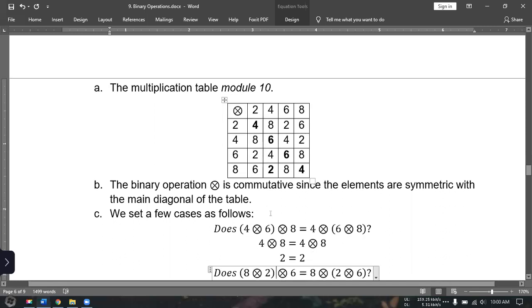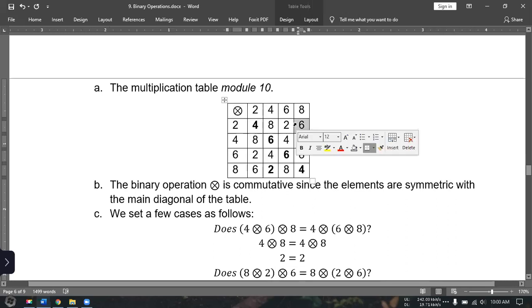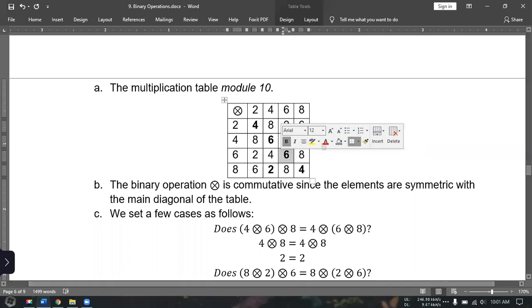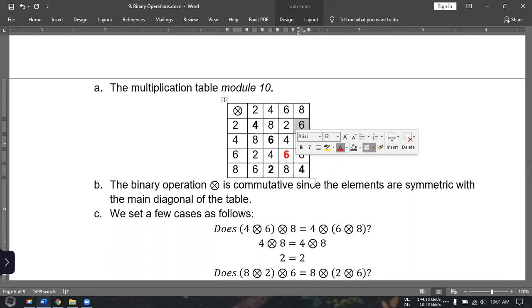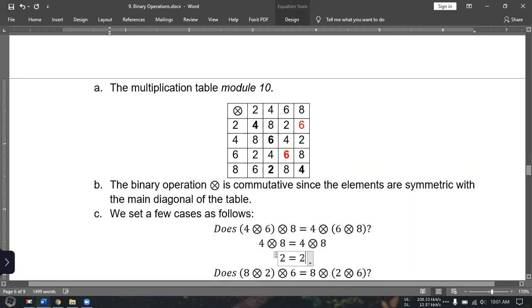Let's say the product of 8 times 2, times 6, and 8 times the product of 2 times 6. Testing the operation, we have 8 times 2 is 6, and 6 times 6 is 6. On the right side, 2 times 6 is 2, and 8 times 2 is the same, 6 as well. So again, the left and the right side of our equation are equivalent.